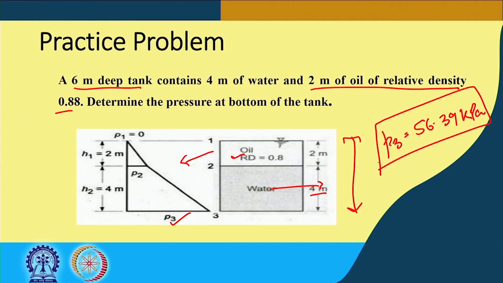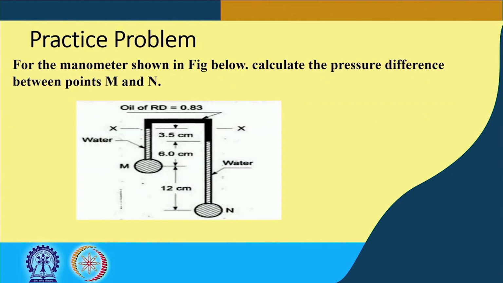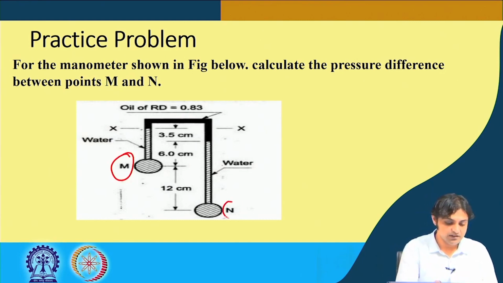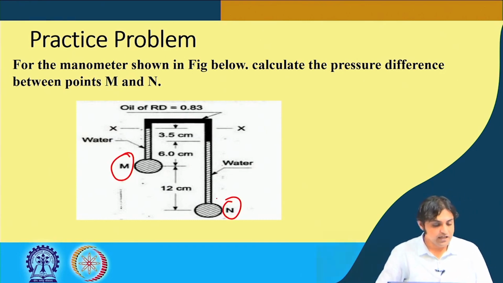All right. So I have another problem for you before we go to the next concept. We have shown a manometer here in this figure. We have to calculate the pressure difference between points M and N. This is point M and this is point N. The best way, as I told you before, if you want to calculate the pressure difference or pressure at a point, is to start at one point where the pressure is known and traverse to the other point where you have to calculate the pressure.